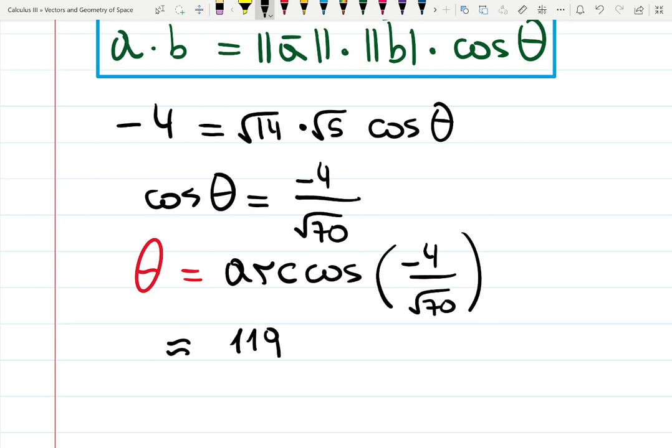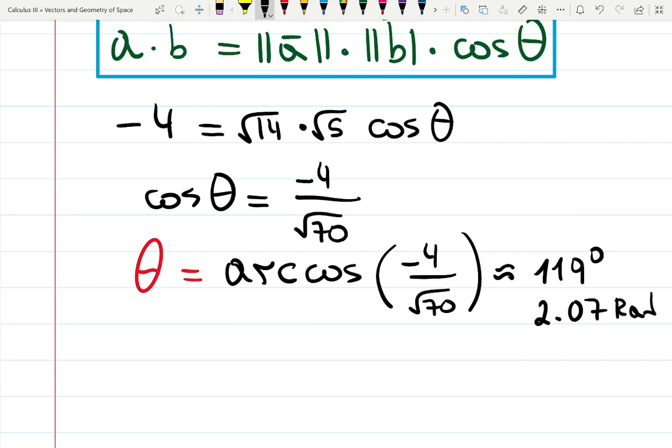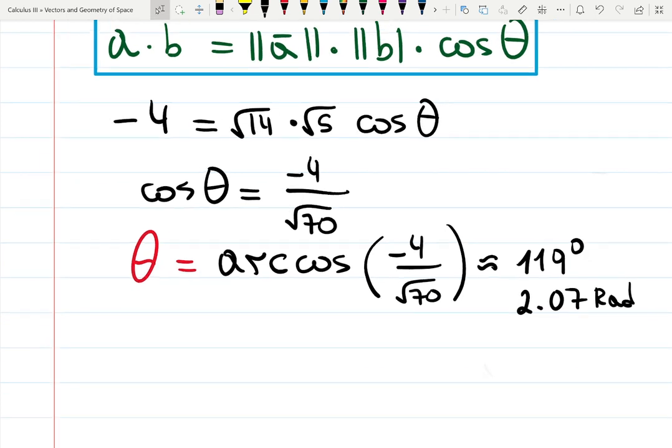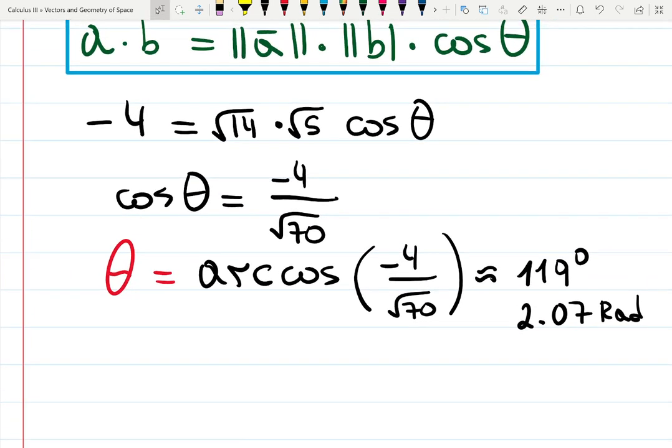Oh, this one actually is in degrees. Okay, fine. In radians, it's 2.07. Okay, let's keep one of the versions. 2.07 radians. Do you remember how to convert, by the way? Pi over 180, or 180 over pi. That's how you do it.